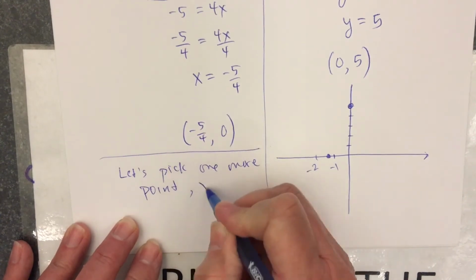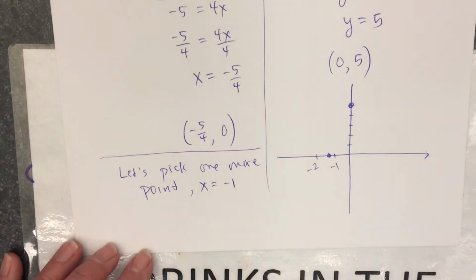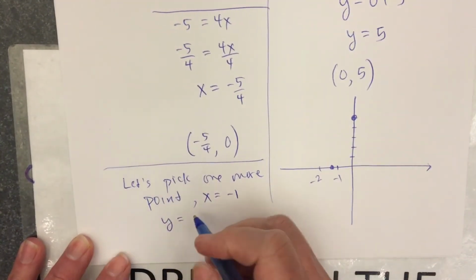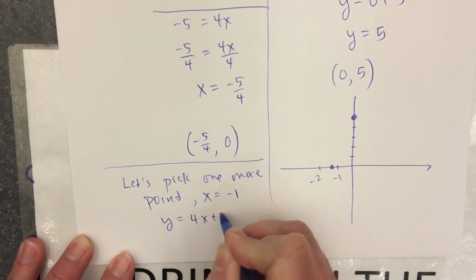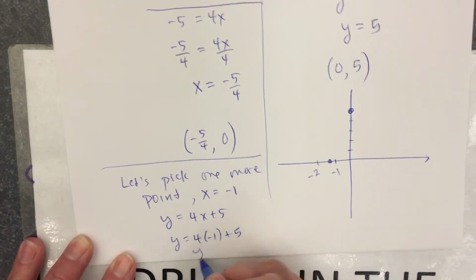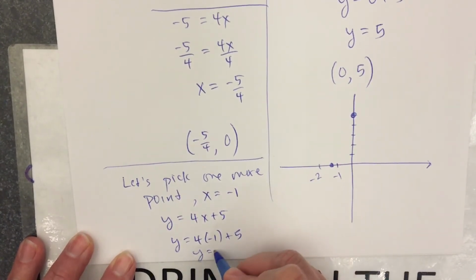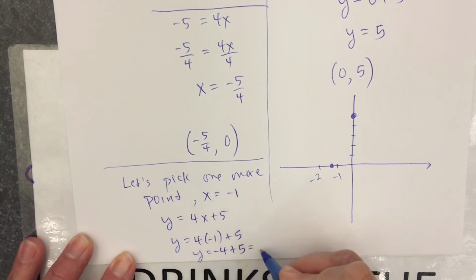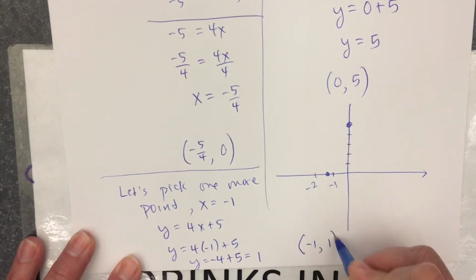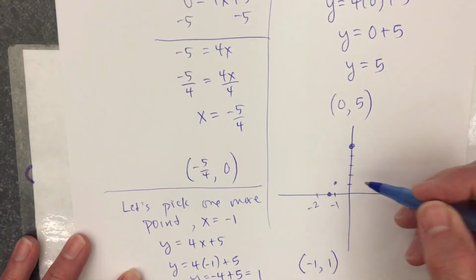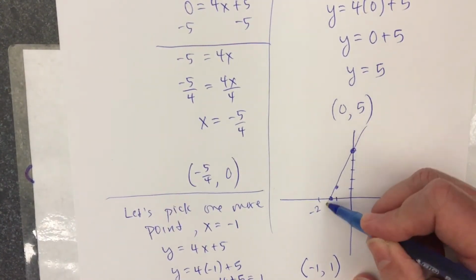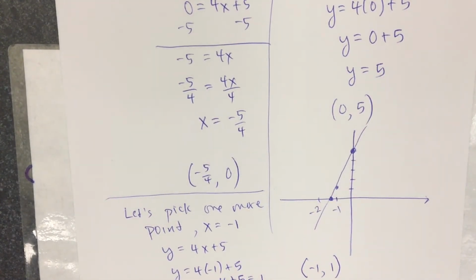I'm going to pick x equals negative 1. That kind of looked like it would come out pretty good there. The equation was y equals 4x plus 5. So y is 4 times negative 1 plus 5. 4 times negative 1 is negative 4. Negative 4 plus 5 is 1. So the point negative 1 comma 1 is on the line. So that's the one I will pick for the computer.